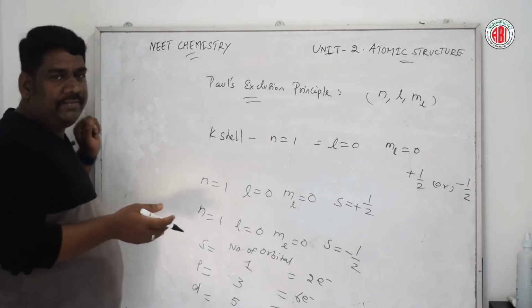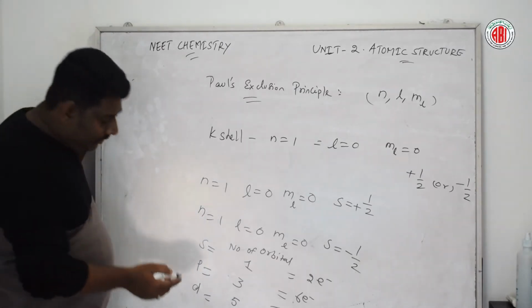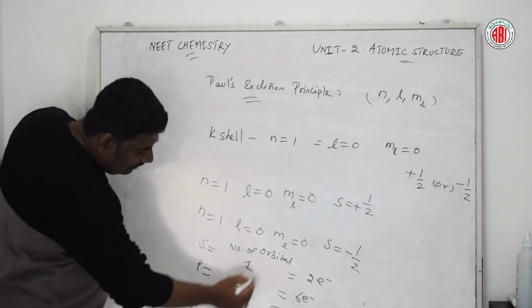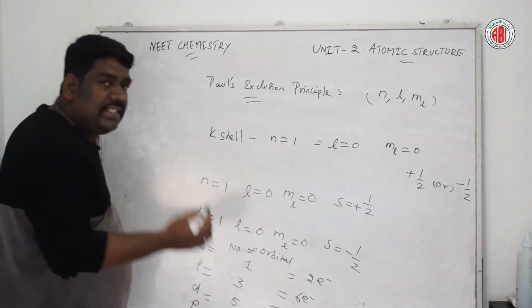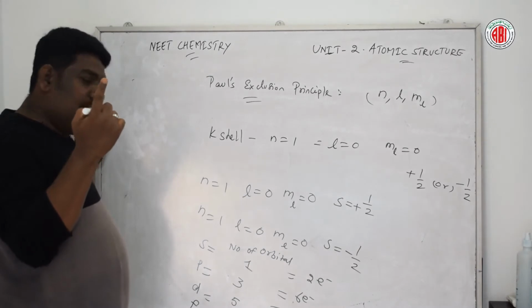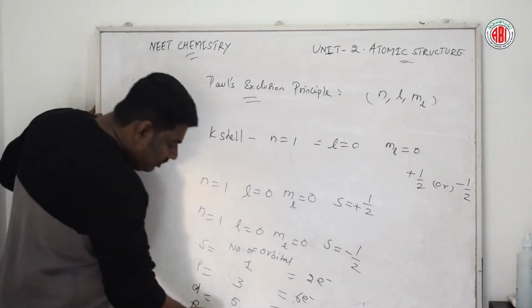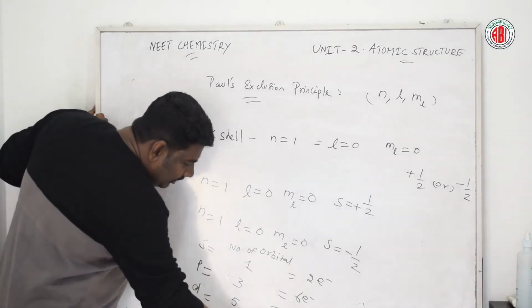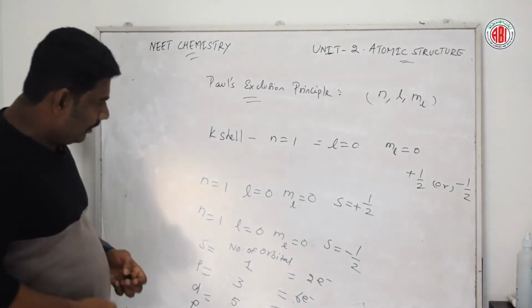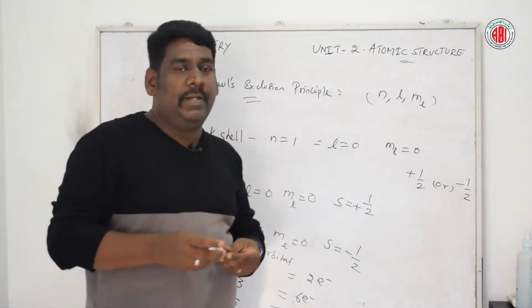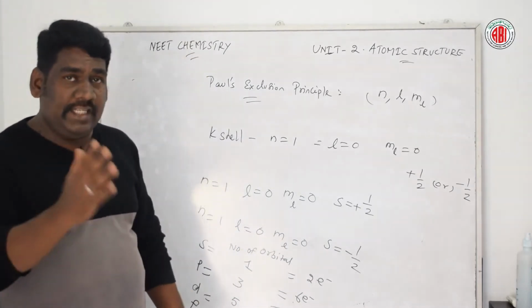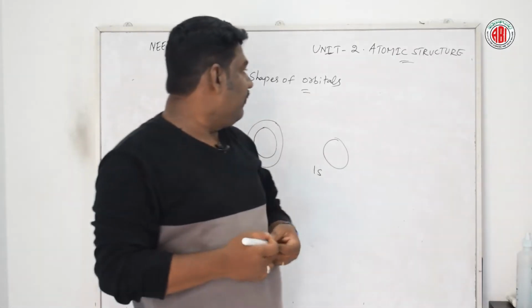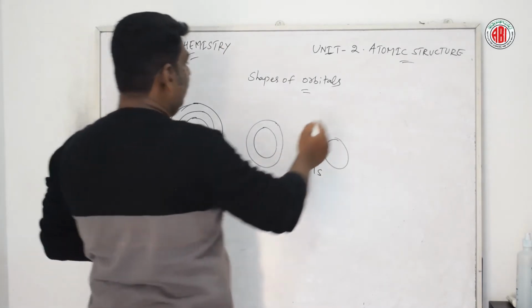Similarly, the f subshell contains 7 orbitals. That means 7 into 2, each orbital containing 2 electrons. That is the reason 7 into 2, 14 electrons are present in the f subshell. So this is the number of electrons in each subshell based on Pauli's exclusion principle. First let us talk about the s orbital.